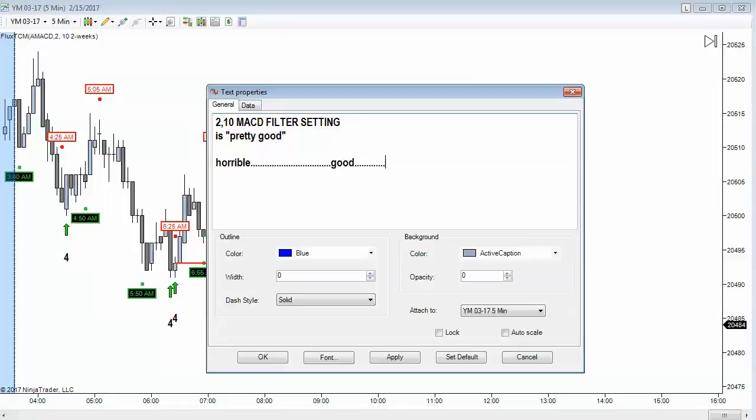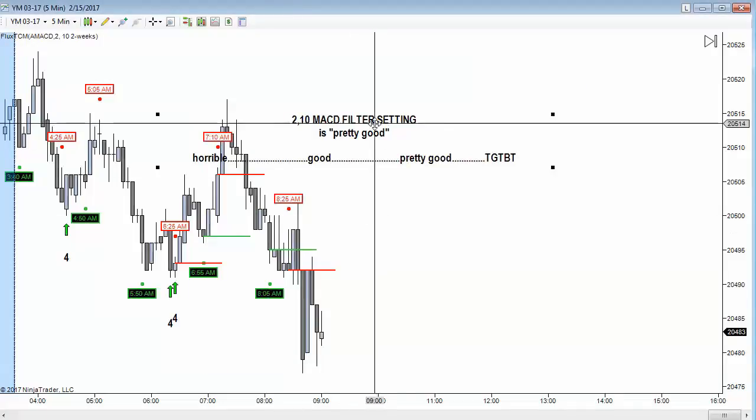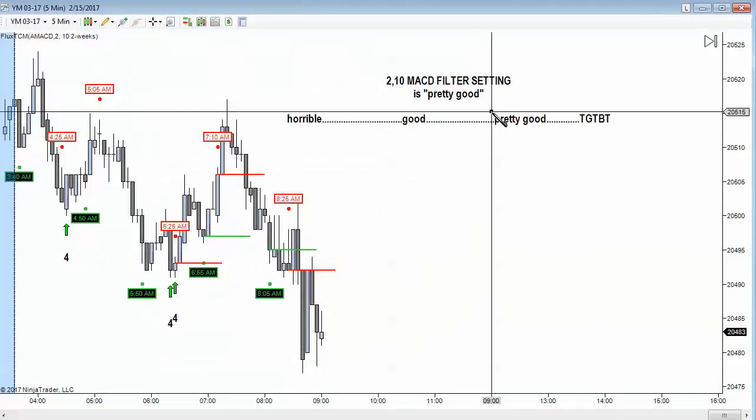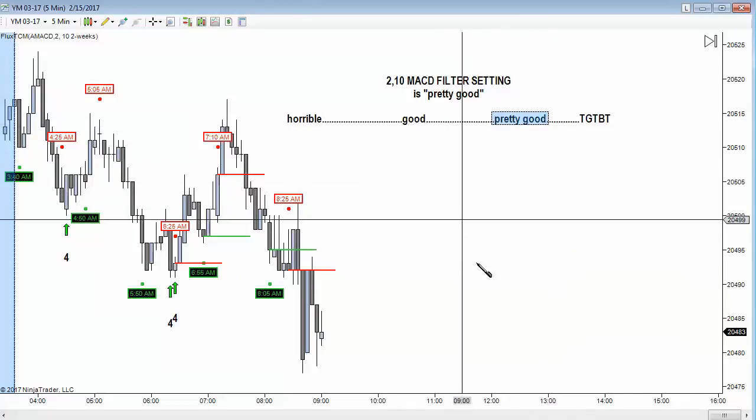On a scale of horrible, good, pretty good, and too good to be true, we're sort of out the gate right here. And it only took us about 10 minutes to get to that point.